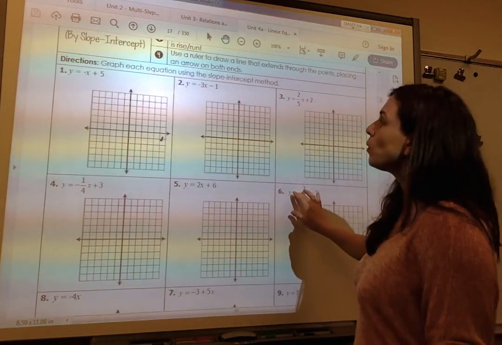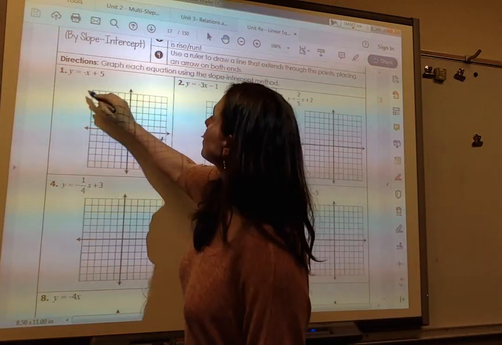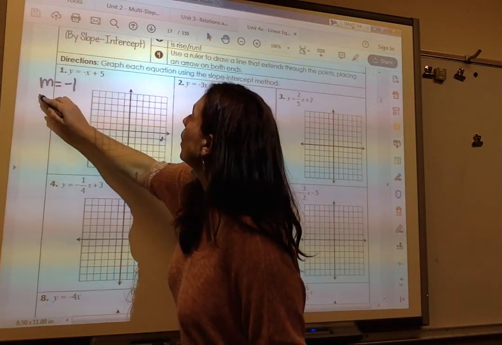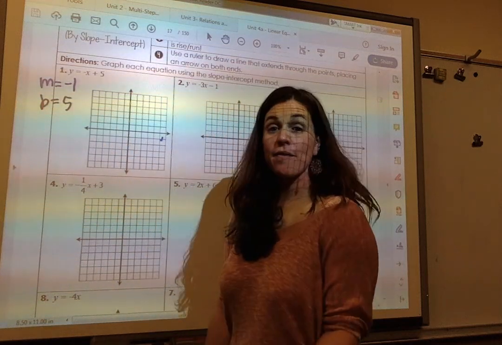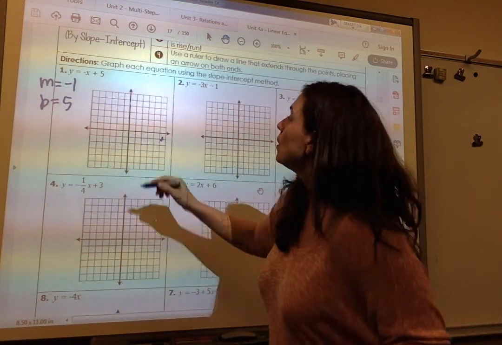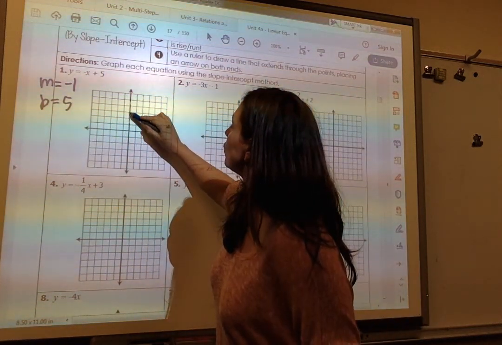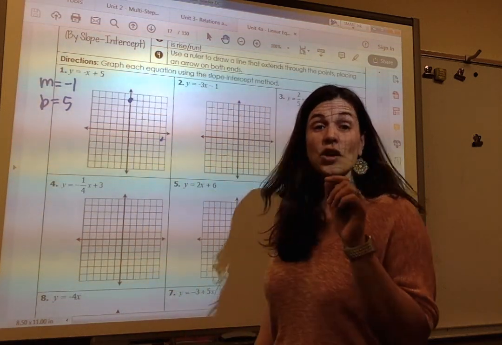All right, so number 1, what is my slope? My slope is -1. What is my beginning point? It is 5. All right, so here we go. So 5 is 1, 2, 3, 4, 5. I'm going to make that dot first.